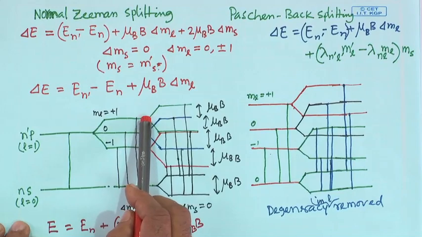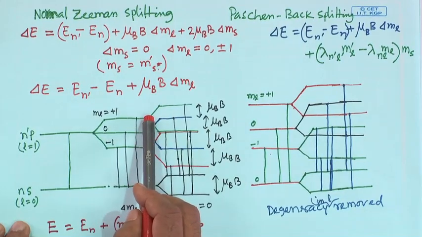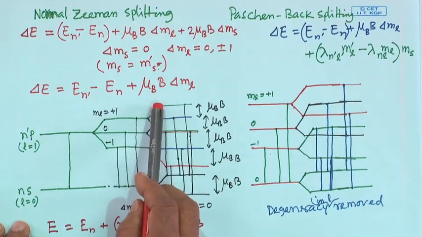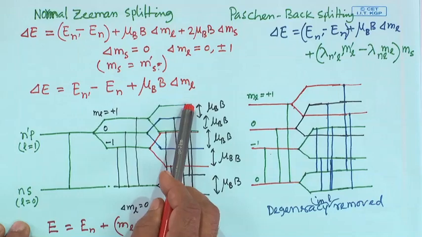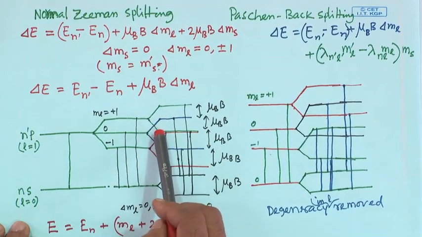Now, for ms, again 2 ms is there. So, ms equal to plus half means this energy will increase by mu v, plus mu v. So, energy increases by plus mu v, and for the other one, minus ms, the energy will decrease by minus mu v. So, this is minus mu v.